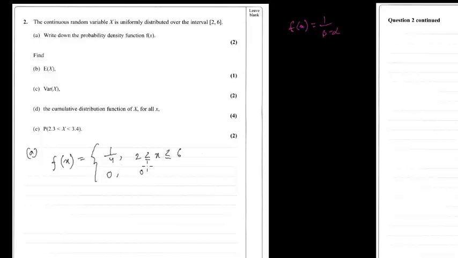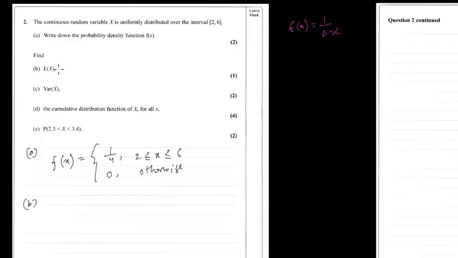Question number 2, continuous random variable sum, and the interval is given. If the interval is given, it means it's a uniform continuous distribution. We have to write down the PDF. The formula for PDF is 1 by beta minus alpha. So f(x) equals 1 by 6 minus 2, which is 4, for 2 to 6, 0 otherwise.